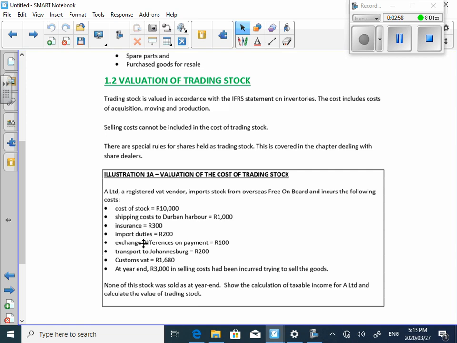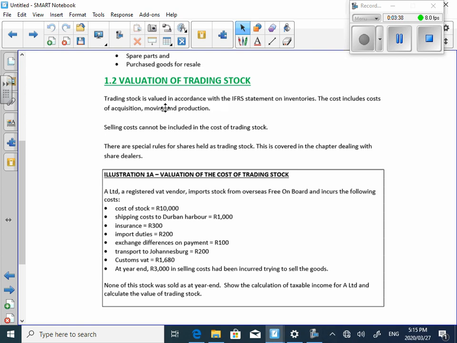Would exchange differences be included? According to IFRS, exchange differences are not included in the cost of trading stock, so they're not included. Transport to Joburg. Now, if your factory was in Joburg, any cost to get it to your operations would also be included in the cost of trading stock. VAT, well, it depends on whether you can claim VAT on the goods or not. But as you can normally claim input VAT on most goods that you buy and import, normally VAT would be 0. At your end, 3,000 in selling costs had been incurred trying to sell the goods. Selling costs are not allowed to be included in the cost of stock.